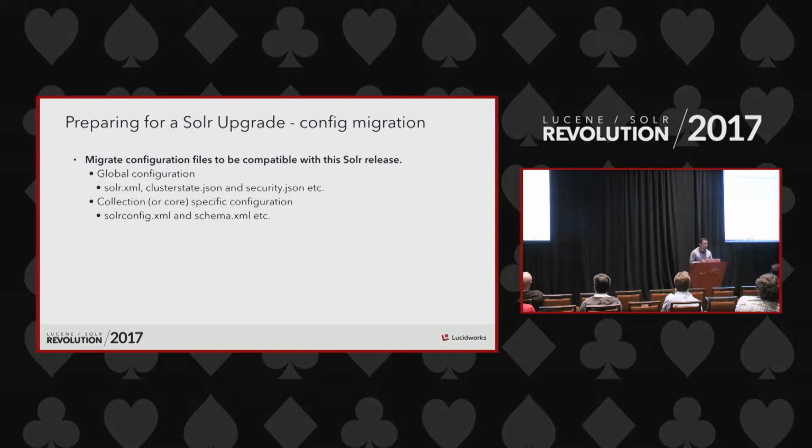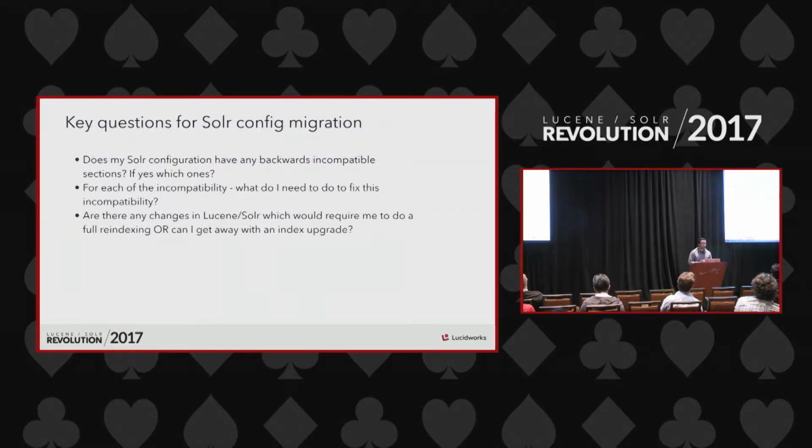Similarly, for collection level configuration, they are typically solrconfig.xml and schema.xml. So regardless of what configuration you are talking about, these are the three main questions any Solr user will be concerned about, right? So one question would be: does my Solr configuration have any backwards incompatible changes? Now, this particular question is more or less tailored to your particular configuration, and so a release may have tons of backward incompatible changes, but it may be possible that the configuration that you are using may not have any incompatibility. So in that case, you don't really need to worry about that.